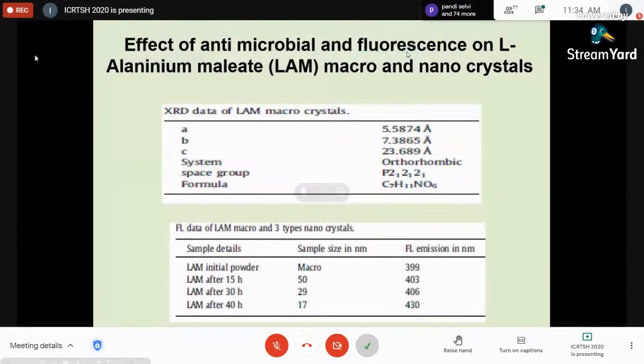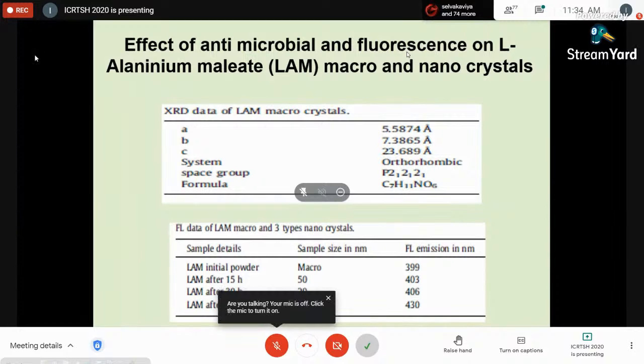A, B, C are different. The initial powder has some macro scale, and the nanometer variation is up to 70 nanometers. Based on the time, the nanoscaling can be obtained using the ball milling method. The fluorescent emission also differs. For macro, it is 399. For nano, it is 430. So the variation is obtained. Next slide, please.